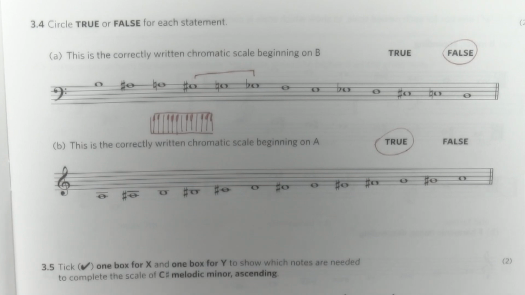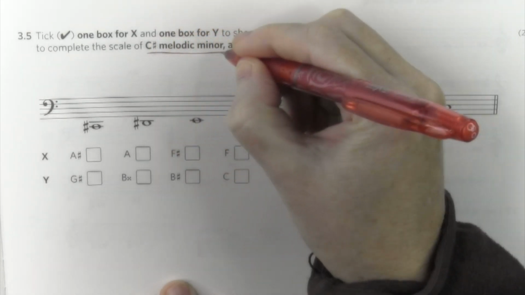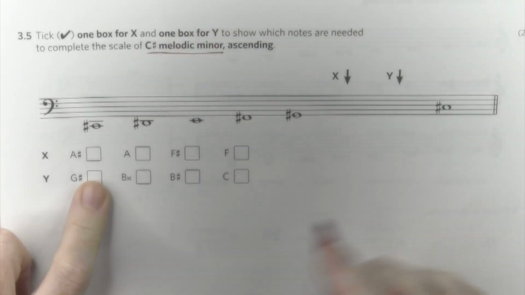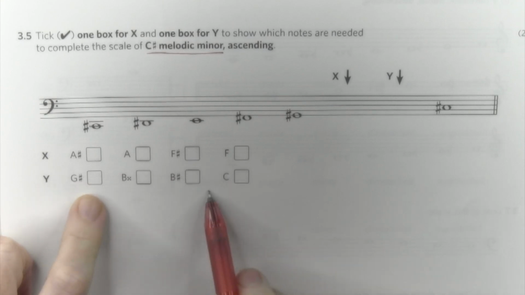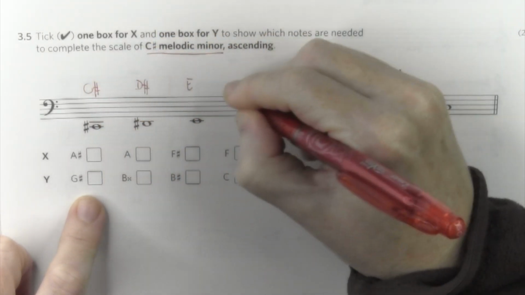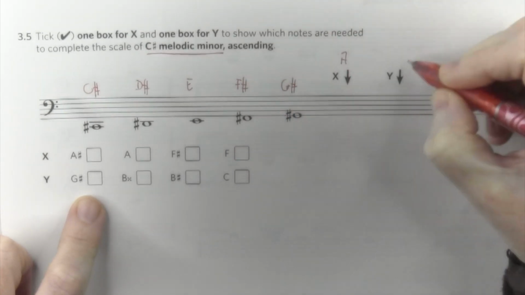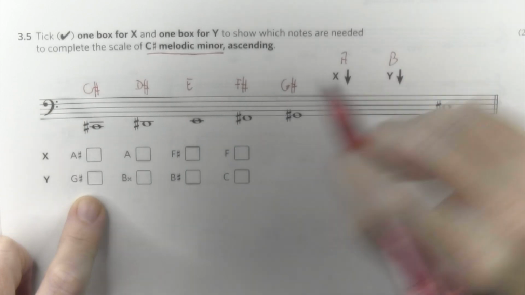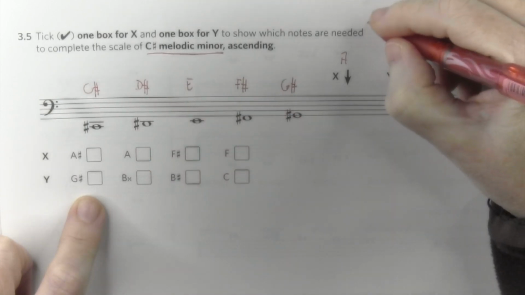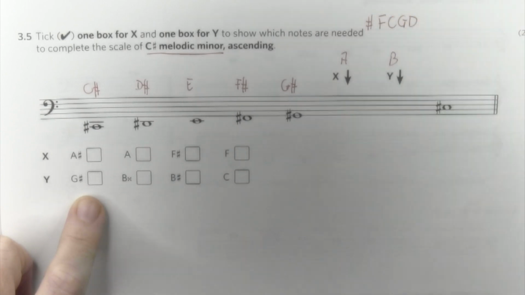Perfect. Question 5. In this question, we have to complete the scale of C sharp melodic minor ascending by taking the notes. The boxes here show the correct notes. Okay, we're in C sharp, so Do sharp, Re sharp, Mi, Fa sharp, Sol sharp. We need an A and we need a B. Now, C sharp minor is the relative minor of E major, and it has four sharps, Fa, Do, Sol, Re.